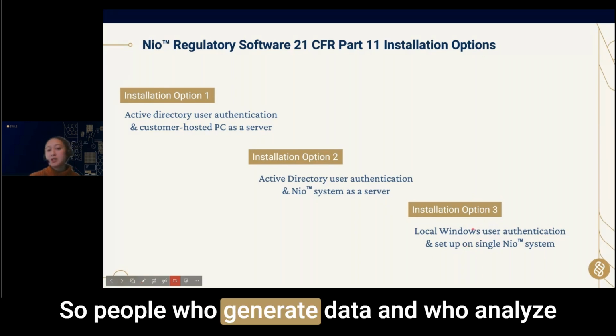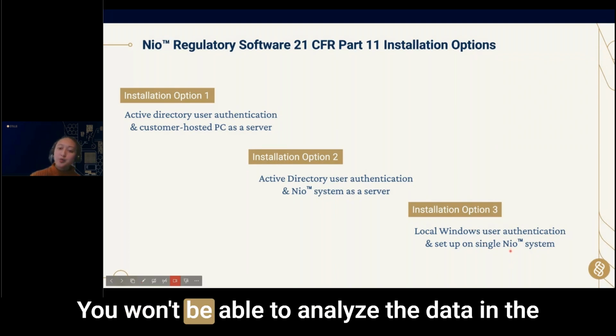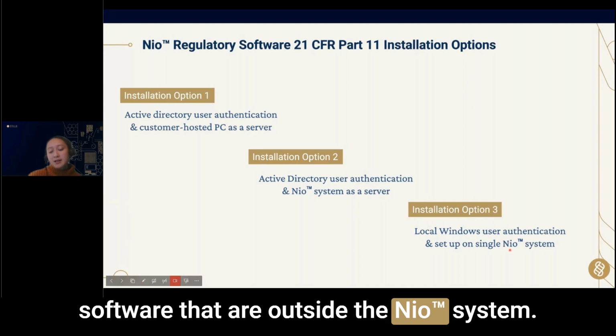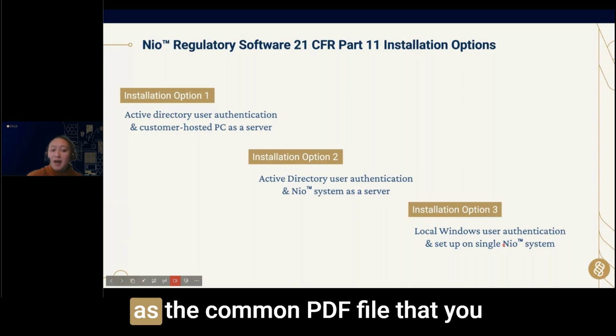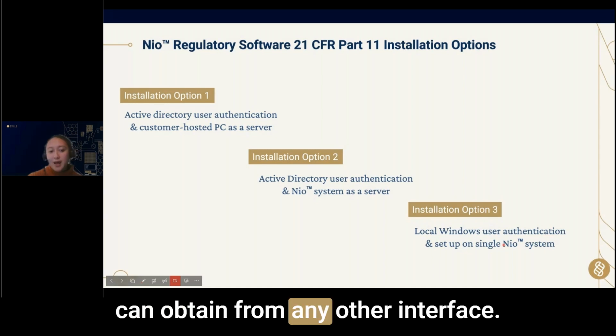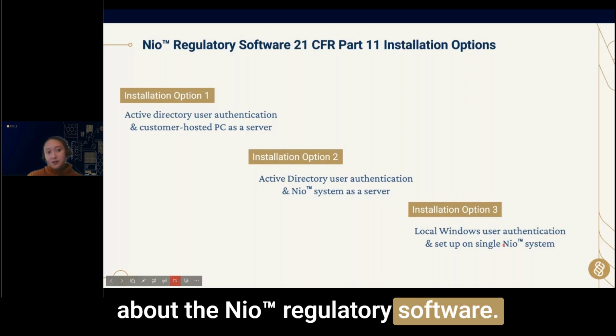So people who generate data and who analyze data will do it only on the Nio system. You won't be able to analyze the data in software that is outside the Nio system. People can only extract the PDF report as the common PDF file that you can obtain from any other interface. So with this, I end my presentation about the Nio regulatory software.